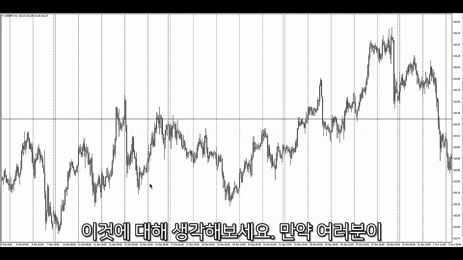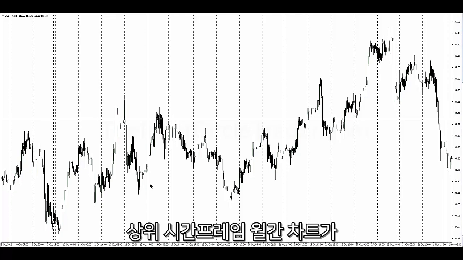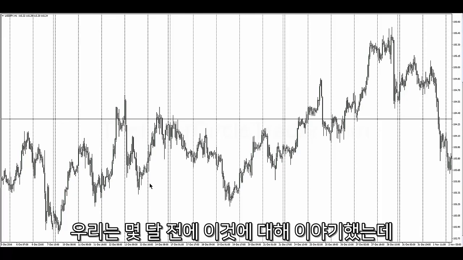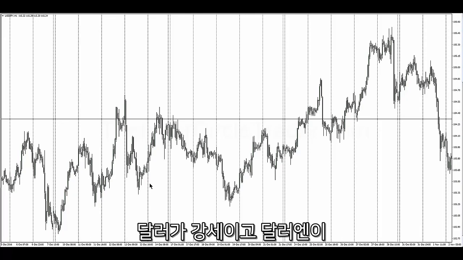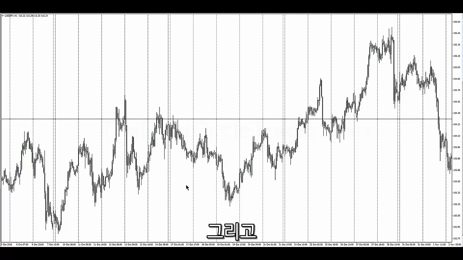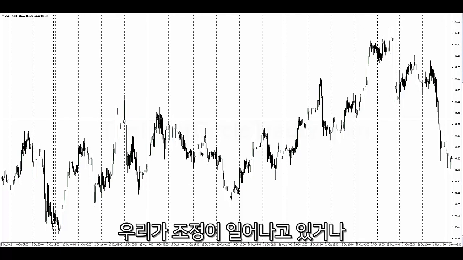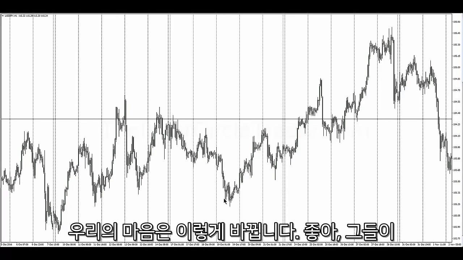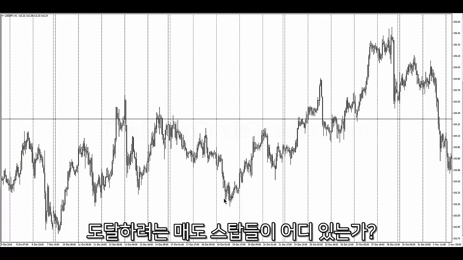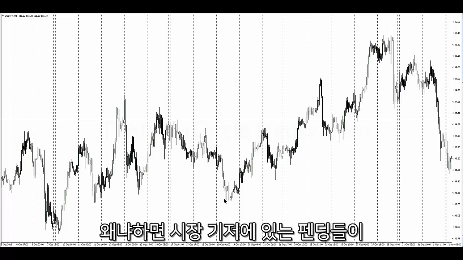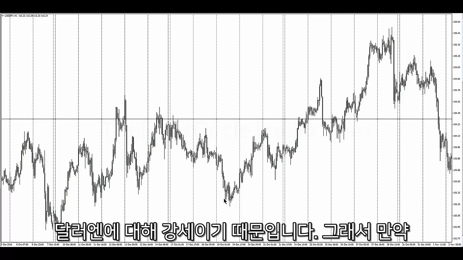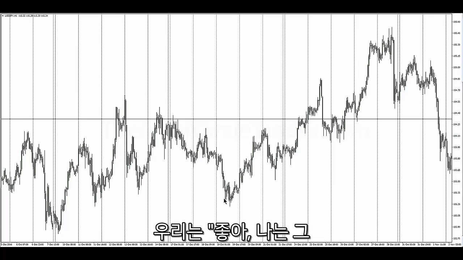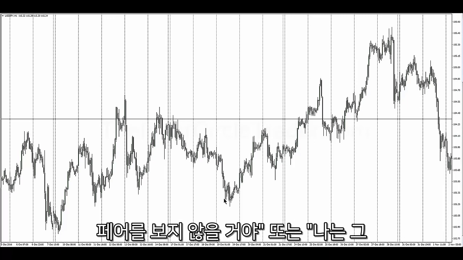So think about this. If you know your higher time frame monthly chart is calling for a run higher on price, and we talked about this months ago on dollar being bullish and dollar yen should be going higher. And if we know that there's a retracement taking place or a correction, if you will, and the market's trading lower, our mind shifts to, okay, where are the sell stops that they're reaching for? Because the underlying market fundamentals are bullish for dollar yen. So if the market's predisposed to go higher, but it's dropping, we don't say, okay, well, I'm not looking at that pair or I'm not looking at that market.